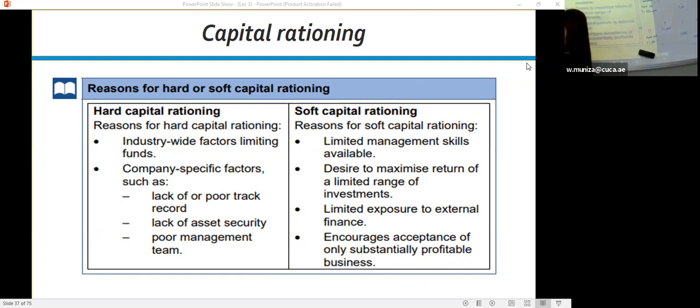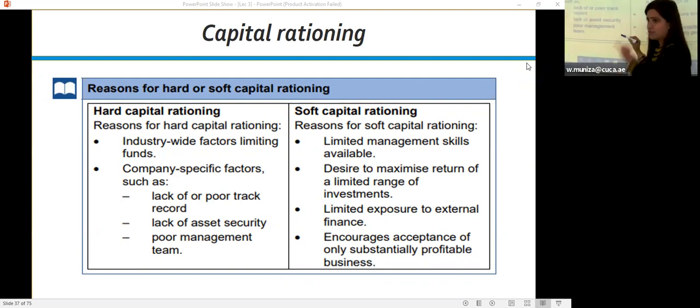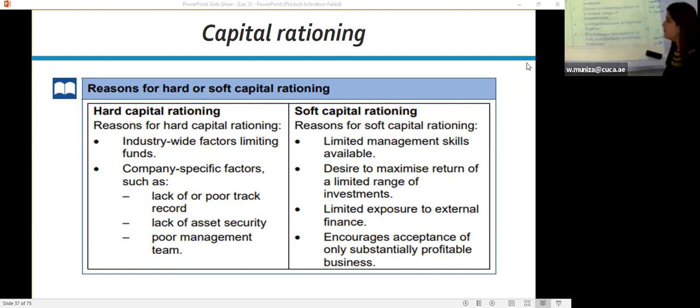Because of a lack of or poor track record, the credit standing is not good. Lack of asset security: the asset which has to be given as security to the banking institutions is not available. A poor management team can also be a factor giving rise to hard capital rationing. What can be the reasons for soft capital rationing?